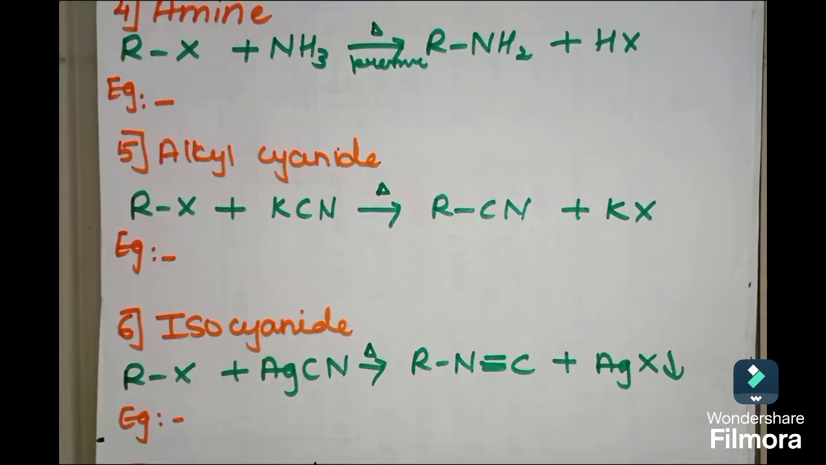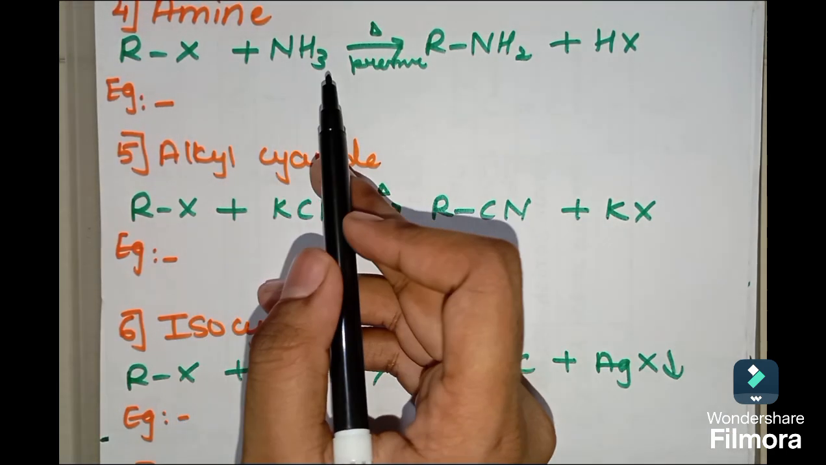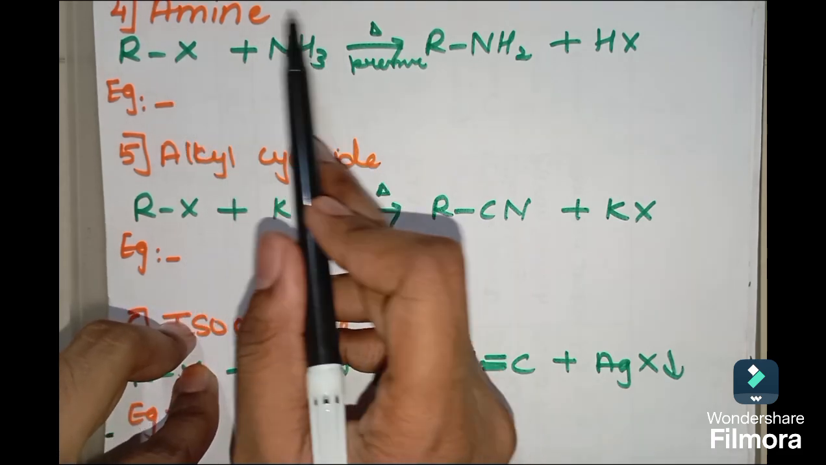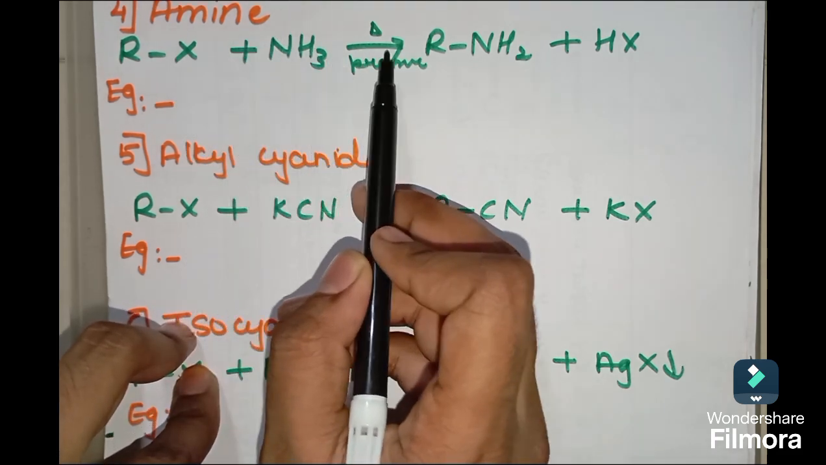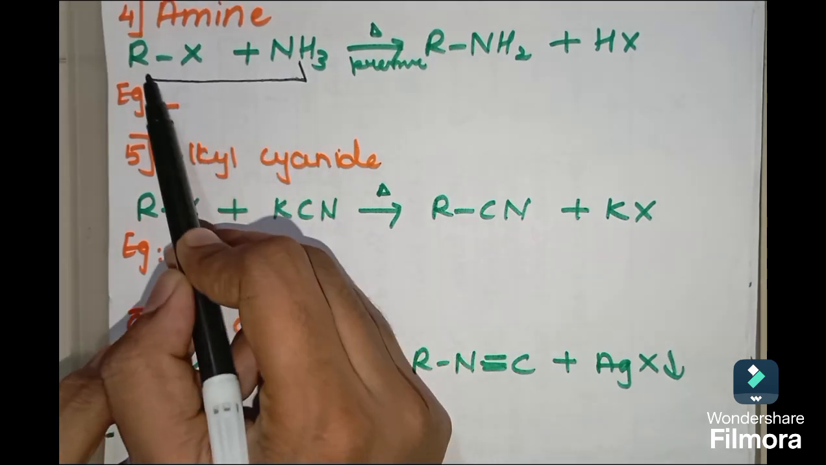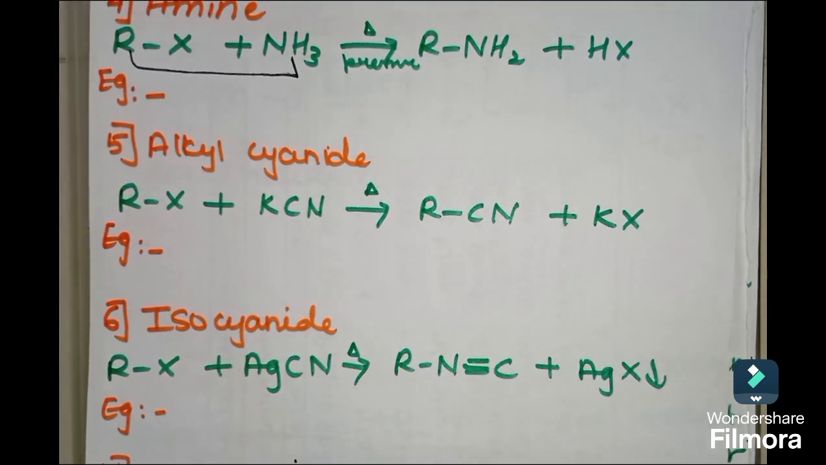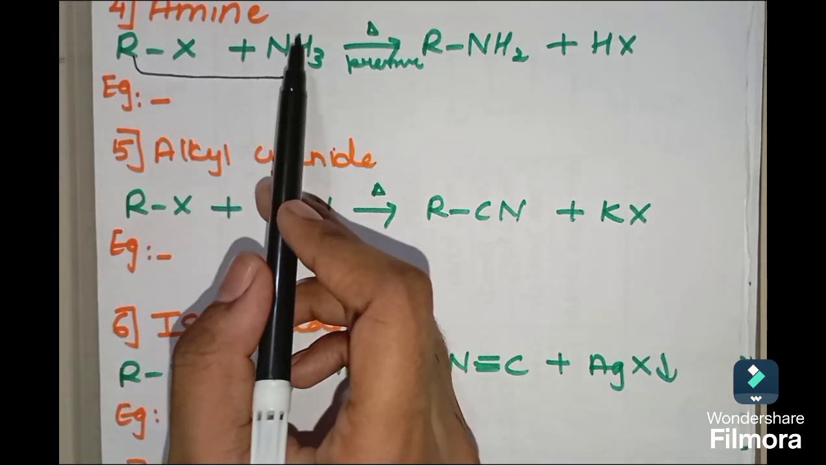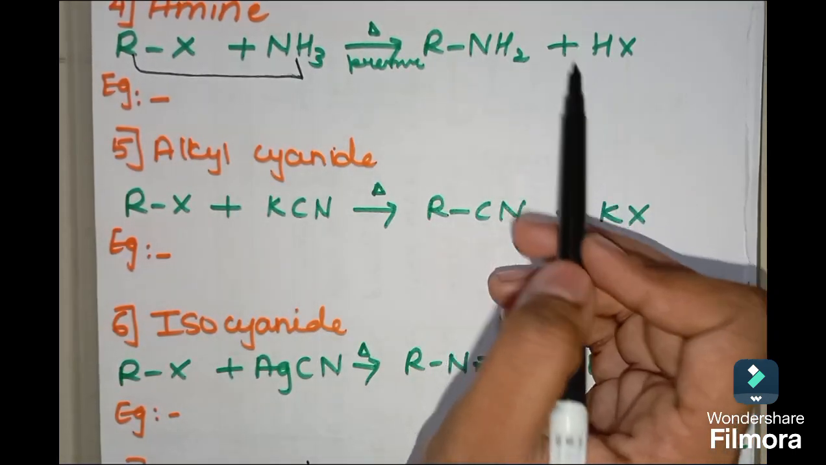Now we are going to form amine. For the formation of amine, we have to react our alkyl halide with ammonia, NH3, under some pressure. What will happen over here, NH2 will combine with this R and form amine, and one H is remaining over here, which will combine with X. So there will be the formation of hydrogen halide.